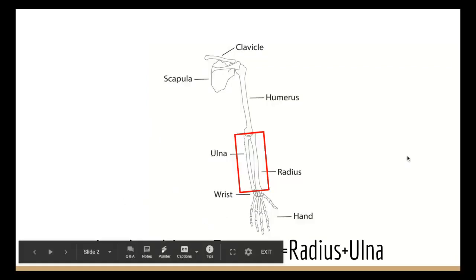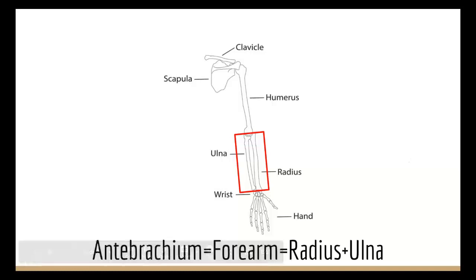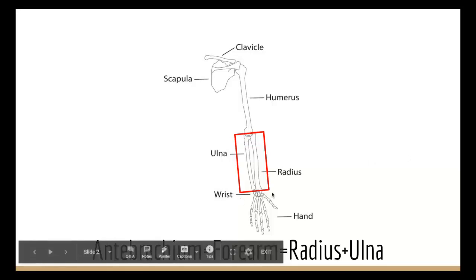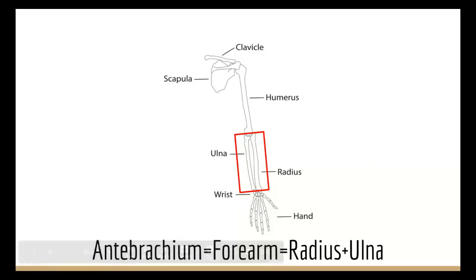So remember, the antebrachium is also known as the forearm, which is the area of the body between the radius and ulna, right? So all that area there in the red box, that's all the forearm or the antebrachium. And remember, we're going to be looking at the anterior side. So anterior is like we're looking at someone in anatomical position, so the front of their forearm facing us.